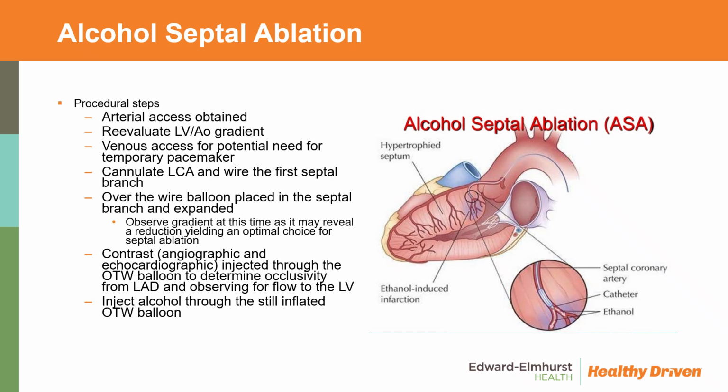Contrast is injected through the over-the-wire balloon in that septal branch to determine the occlusivity from the LAD and observe for flow to the LV. We don't want that septal branch to reach all the way into the LV because the alcohol that we'll be injecting will go all the way through that way as well. So once we determine that's a good spot, we can inject alcohol through that still inflated over-the-wire balloon.